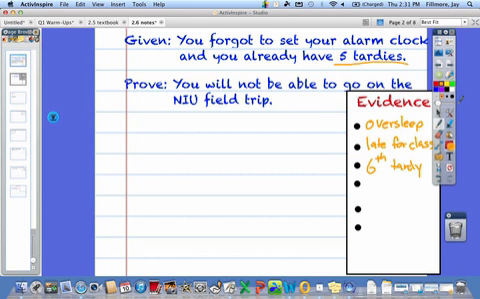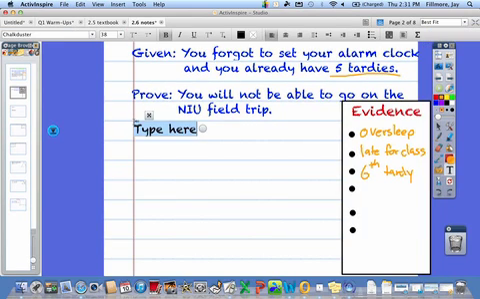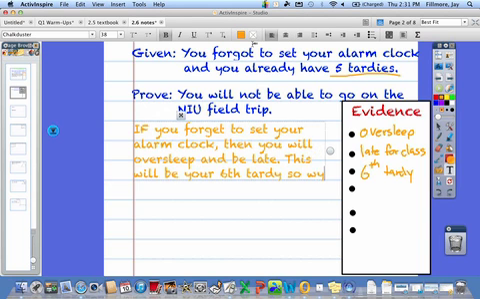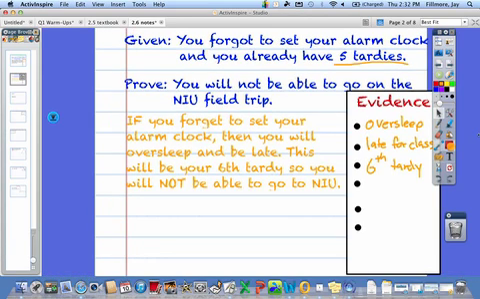So if I were to write some sort of argument based upon the evidence we listed and kind of planned our way to prove this, we would say that if you forget to set your alarm clock, then you will oversleep and be late for school. Or just you will be late. This will be your 6th tardy, so you will not be able to go to NIU on the field trip. Again, it's an obvious thing to us, but we need to list every logical step in order to make this a proof, in order to have an airtight case as an attorney, so to speak.